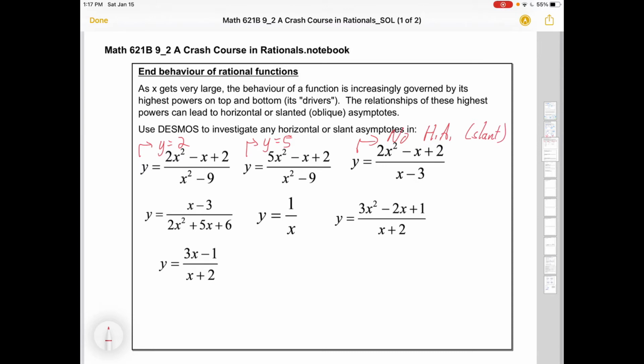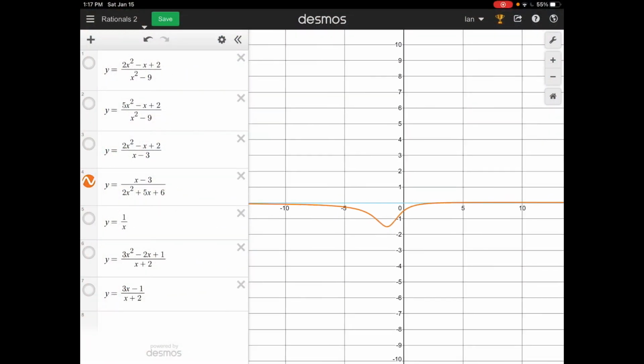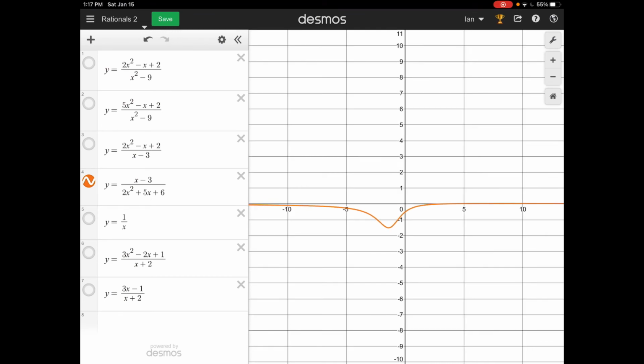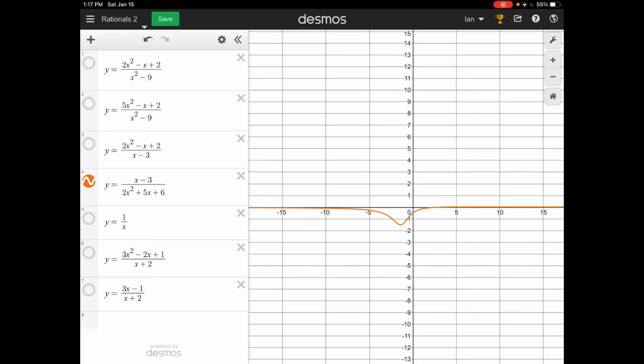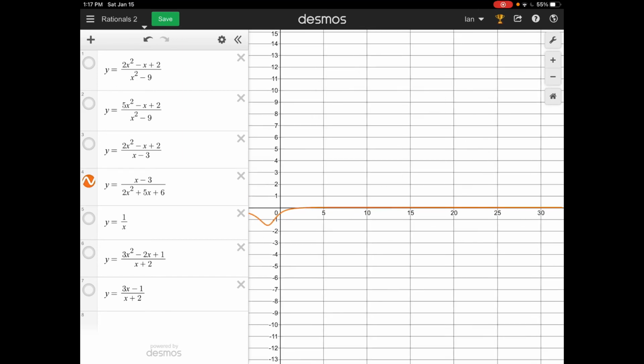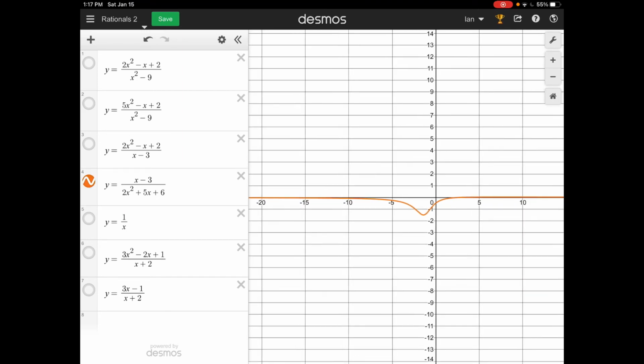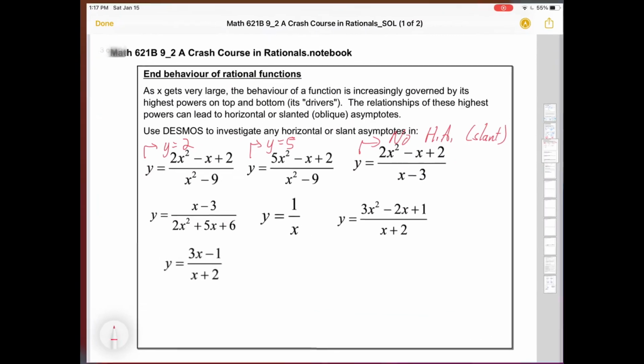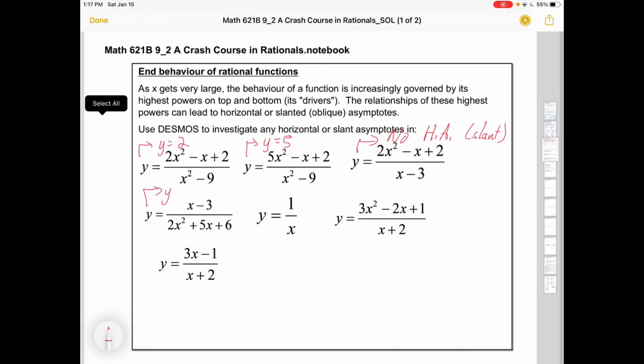Let's check out the next. Okay, this one looks like it's getting closer and closer to 0, even though it clearly passes through on the right-hand side. It's still getting closer and closer to that 0. So we'd say y equals 0, or x-axis asymptote. This one over here, 1 over x, I don't even need Desmos to show me. I know that that's going to be y equals 0, because it's a basic butterfly. Let's check out the next one.